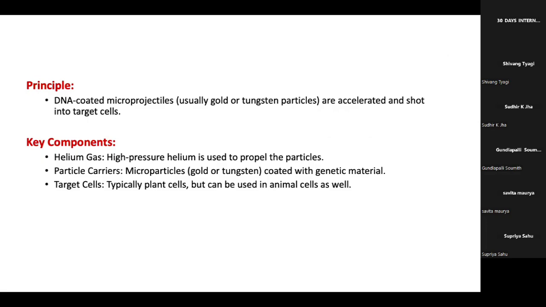Microprojectiles are generally made of gold or tungsten because these are inert materials. Gold and tungsten both are inert, and therefore these particles are used, on which your DNA is coated and then bombarded on the plant cell. That particle goes inside the plant cell and will transfer your gene of interest, or the DNA, into the plant. Since gold and tungsten both are inert, it doesn't cause any harm to the plants.